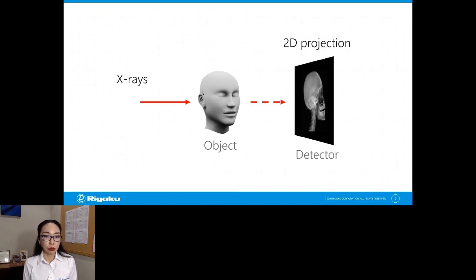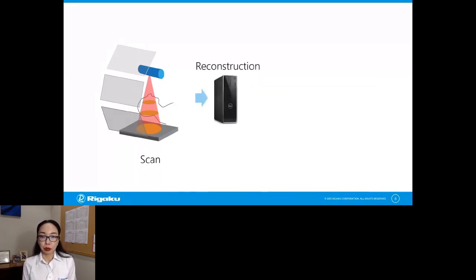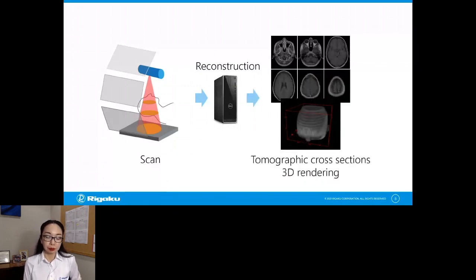So how do we go from 2D to 3D? To do that, you put the object between the X-ray source and the detector, then you rotate both of them together to collect the multiple 2D projections from different angles. And you put those multiple 2D projections into a reconstruction program, which reconstructs the 3D distribution of the density. And at this point, you can look at whatever cross sections, or you can make 3D rendering of different parts of your sample too. So in a nutshell, this is how it works.